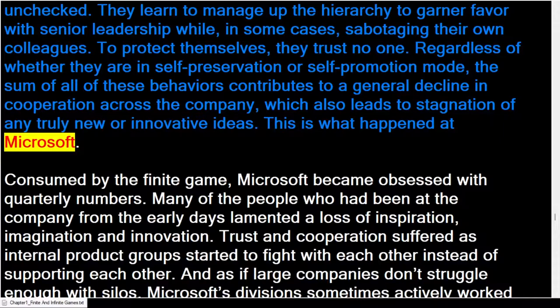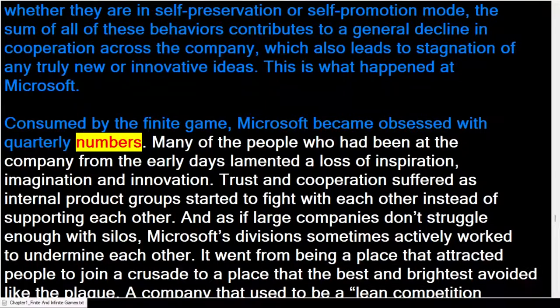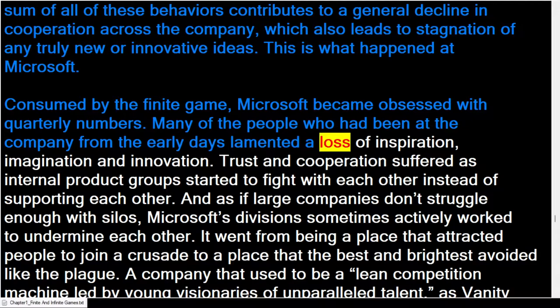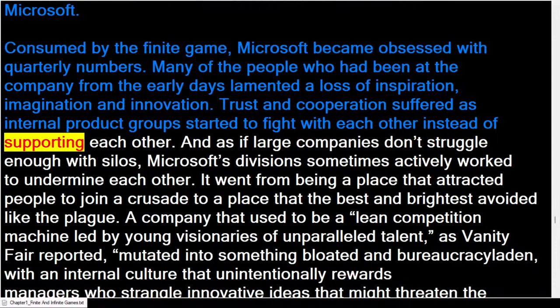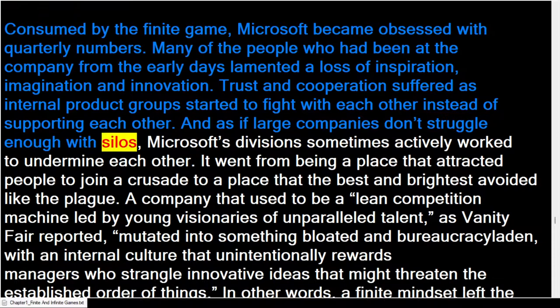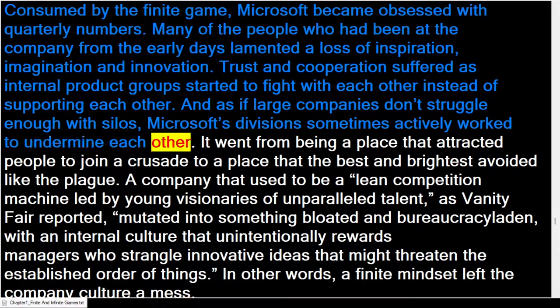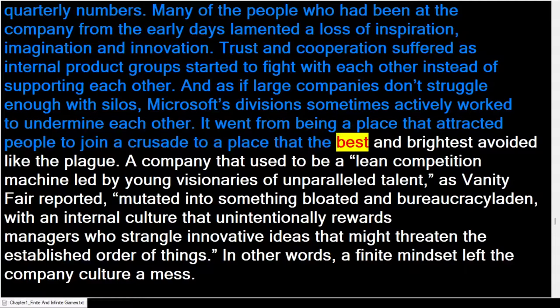Consumed by the finite game, Microsoft became obsessed with quarterly numbers. Many of the people who had been at the company from the early days lamented a loss of inspiration, imagination, and innovation. Trust and cooperation suffered as internal product groups started to fight with each other instead of supporting each other. And as if large companies don't struggle enough with silos, Microsoft's divisions sometimes actively worked to undermine each other. It went from being a place that attracted people to join a crusade to a place that the best and brightest avoided, like the plague.